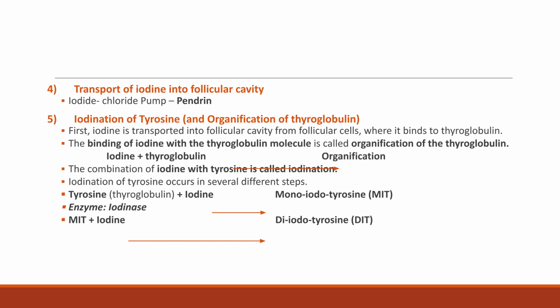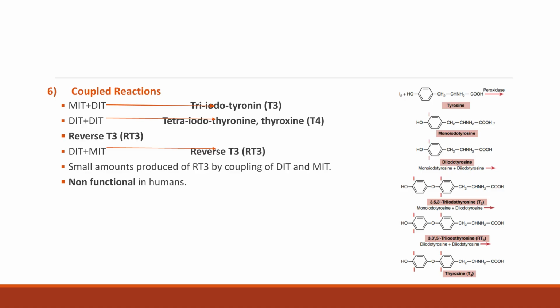Next is the iodination of tyrosine, which is the binding of iodine to thyroglobulin, called organification. This forms monoiodotyrosine, or MIT, and subsequently diiodotyrosine, or DIT. The coupling of MIT and DIT forms triiodothyronine, or T3. The coupling of DIT and DIT forms tetraiodothyronine, or T4, also known as thyroxine. Reverse T3, which is non-functional in humans, is formed by the coupling of DIT and MIT.